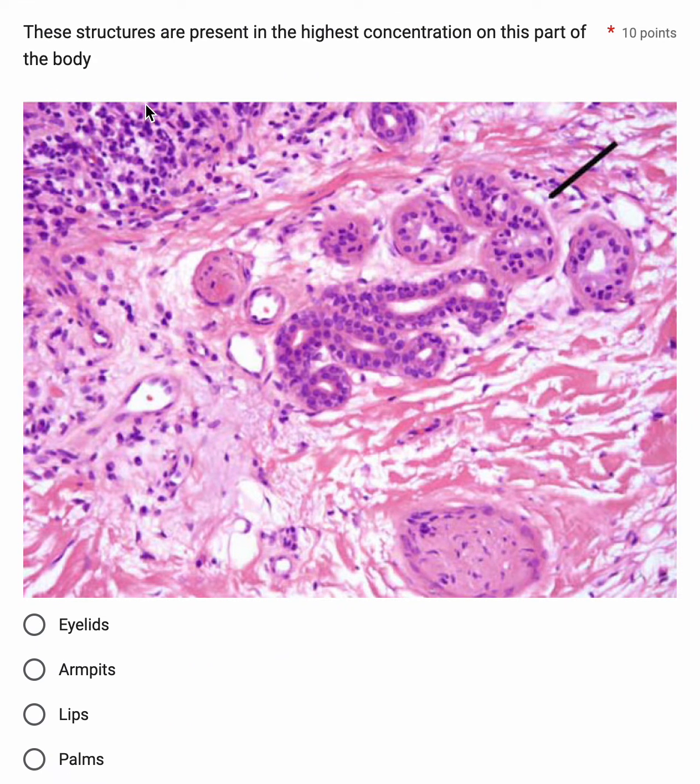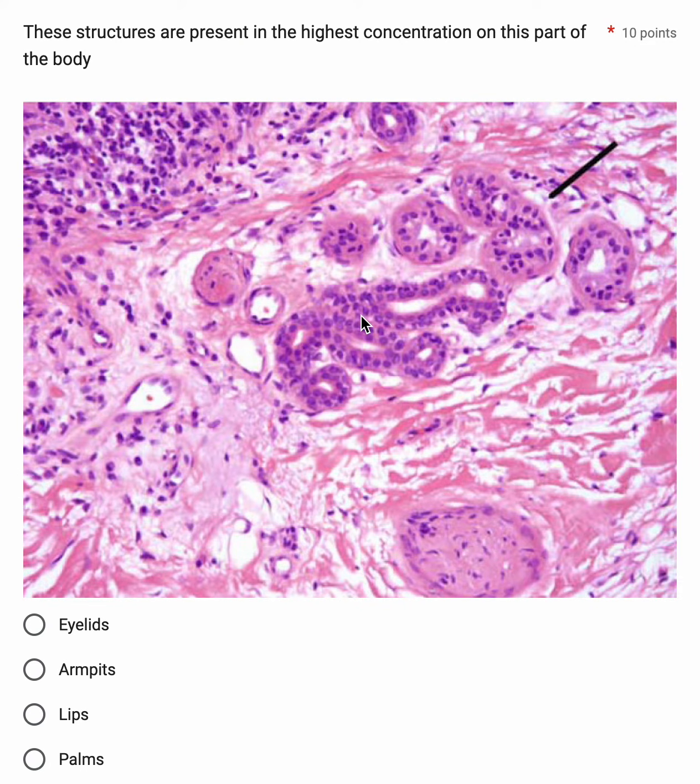Now, which structures are present in the highest concentration on this part of the body? You can make out these are sweat glands. Now, these are sweat ducts. Sweat glands and sweat ducts can be differentiated, and this is a minute point, but I'll tell you anyway. Sweat glands have a myoepithelial layer because they have to pump the glandular material out. The duct itself does not pump, so the myoepithelial layer is absent in the duct. That's how you remember it.